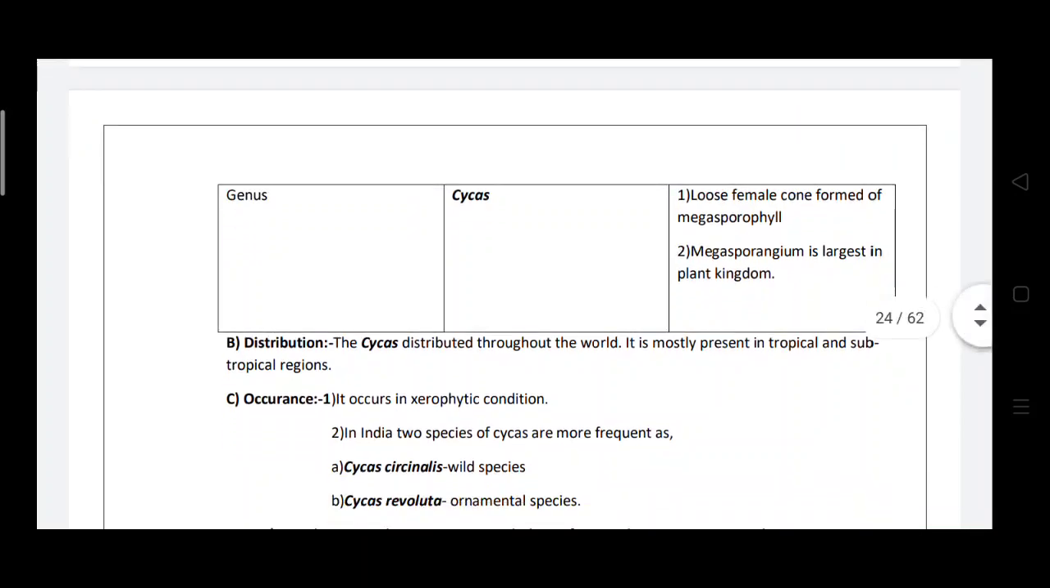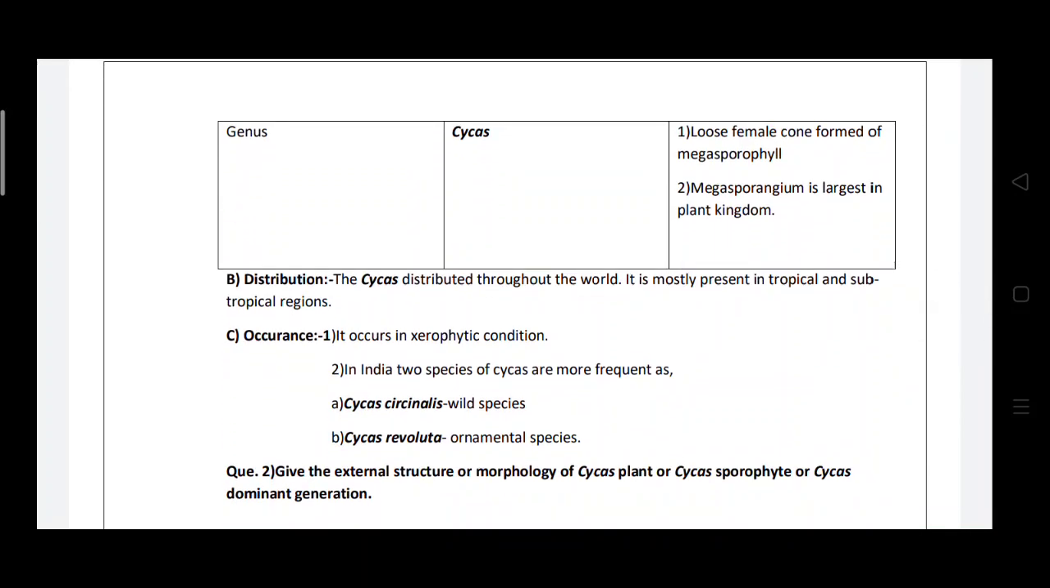Then occurrence. Mostly Cycas plants occur in xerophytic conditions, that means in dry areas. In dry areas, which is called the xerophytic condition, these Cycas plants are observed. And in India, two species of Cycas are mostly present: Cycas circinalis, which is a wild species, and Cycas revoluta, which is used as an ornamental species.